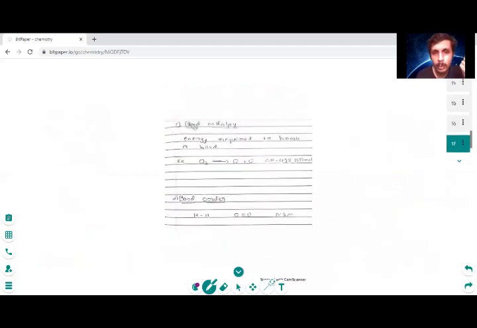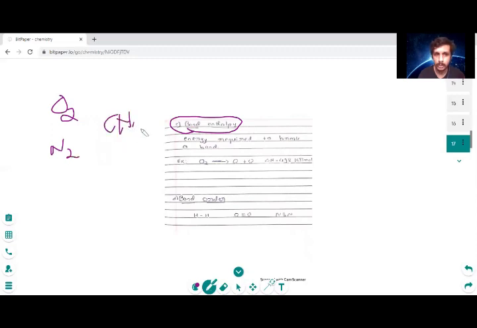And another property is bond enthalpy. Bond enthalpy is nothing but, if there is a bond like O2, or we can take N2, or CH4, these are molecules. Now, if we put some energy, we can break this bond. There is a bond like this, O double bond O. We have to break this bond, and to break that bond, we have to supply some energy. The energy which is needed to break the bond is known as bond enthalpy.